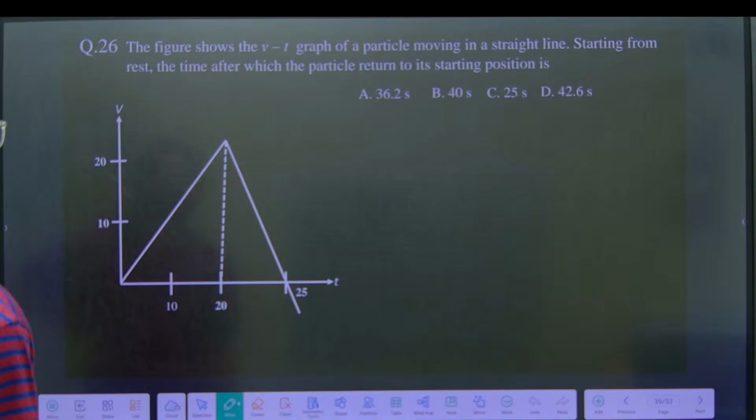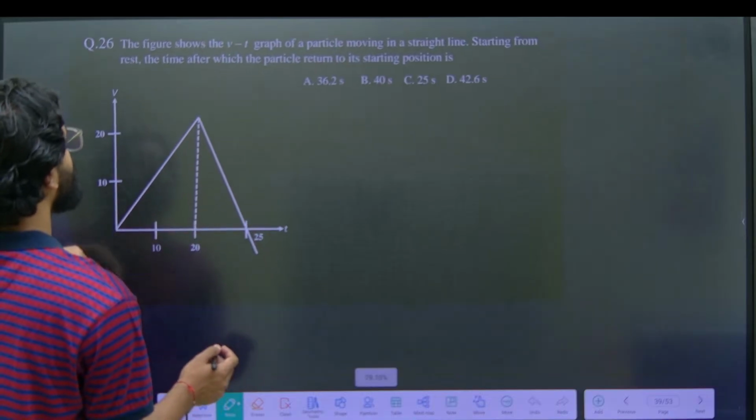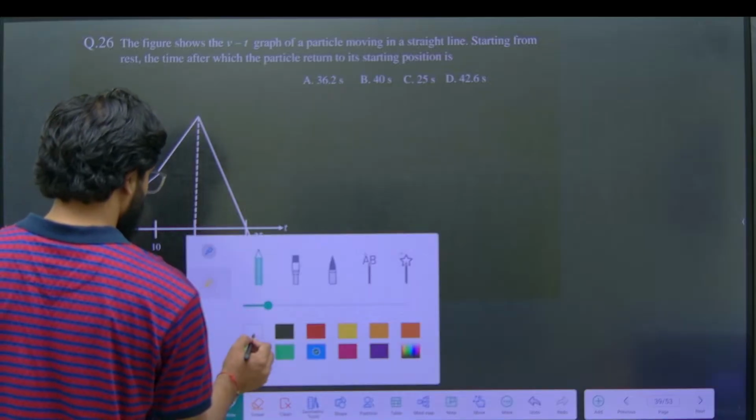The figure shows the v-t graph for a particle moving in a straight line, starting from rest. The time after which the particle returns to its starting position. Okay, the v-t curve is there, and we need the time after which the particle returns to its original position. So basically the questioner is becoming a little smart. Hey questioner, you are becoming a little smart.